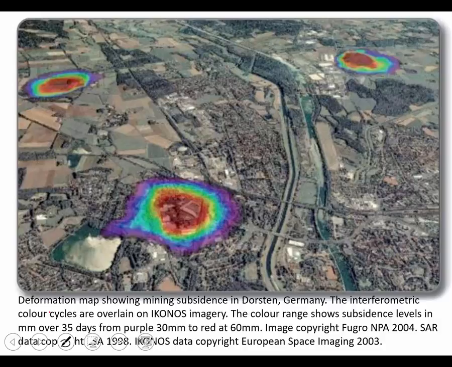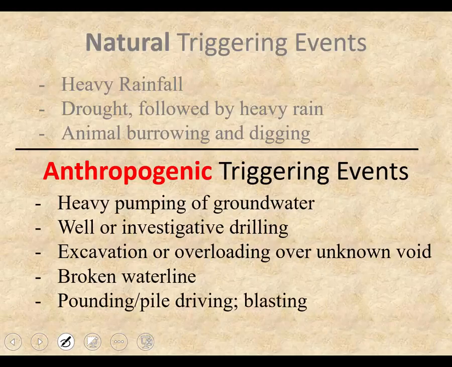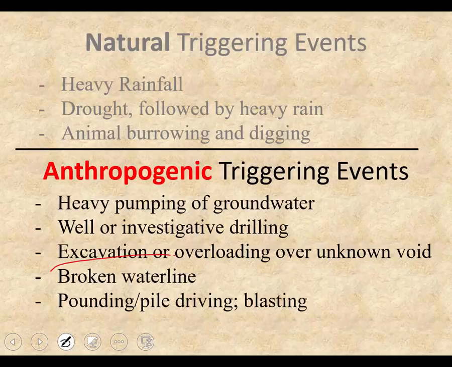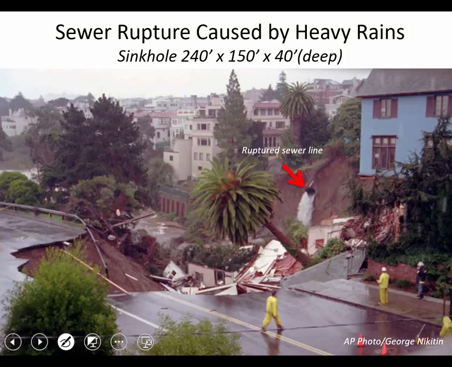But you begin to see that there are distinct pods of subsidence going on over a 35-day period. And these are associated with mining. So here we've got a documentation of where mining in the subsurface is slowly but steadily causing subsidence to occur. Okay. Now, broken water mains, classic. We see this actually in Houston.